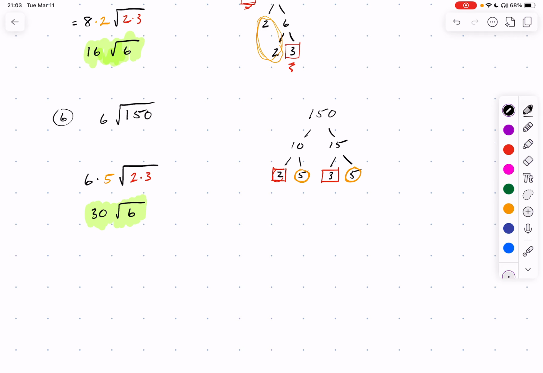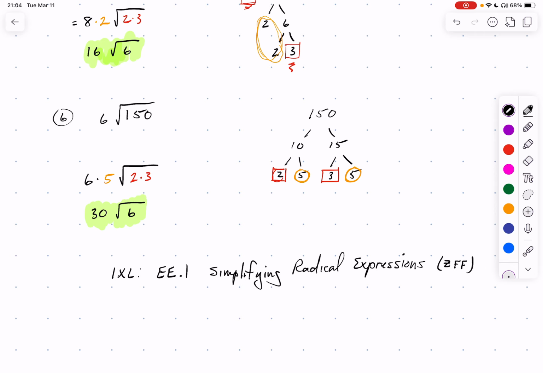Now posted for you on IXL is this exercise on simplifying radical expressions. There's the 3-digit code for that. You can work on that for the remainder of class and try to finish that up for homework.